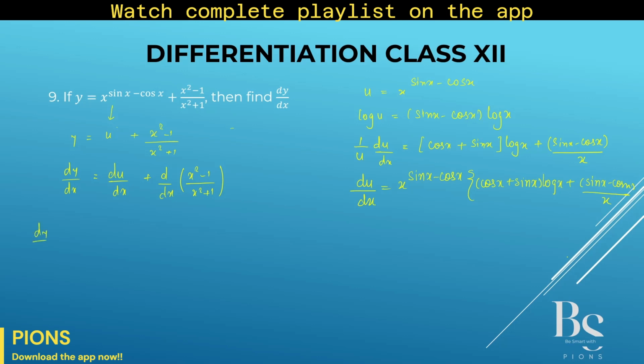So dy by dx, pay attention, it will be equal to du by dx. That is nothing but, let me keep a huge bracket, x to the power sin x minus cos x, cos x plus sin x log x plus sin x minus cos x, whole divided by x. This is du by dx. And then plus the differentiation of this part.